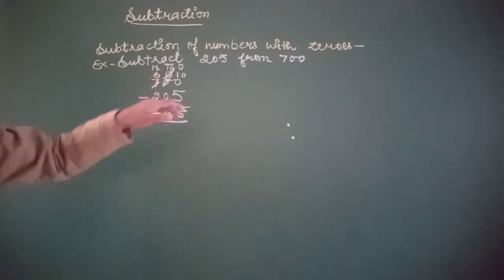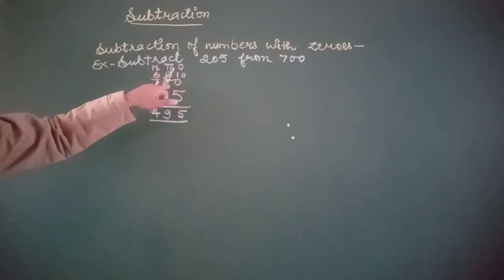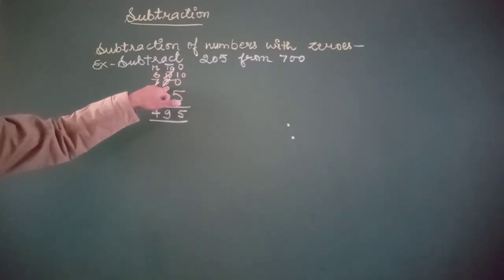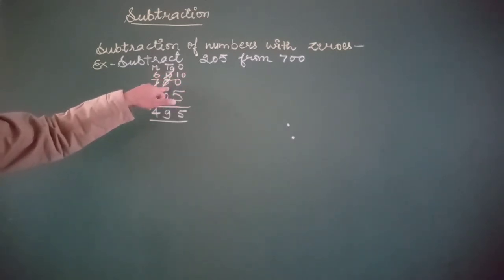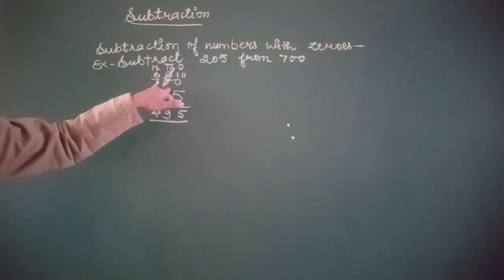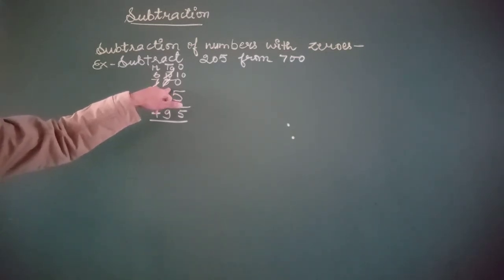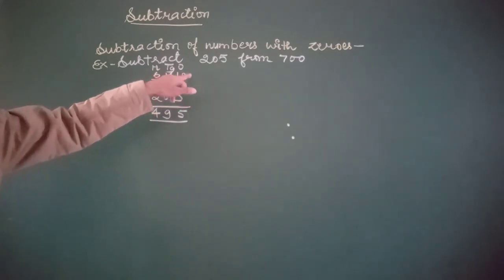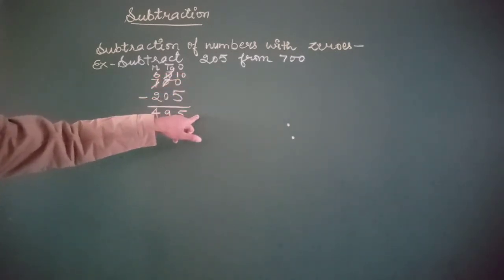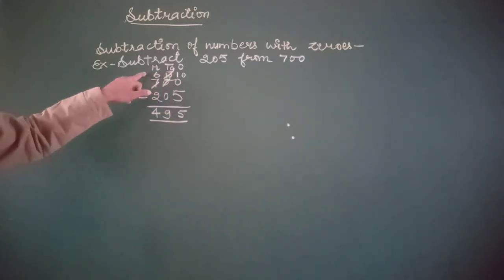Listen carefully once again. 5 ones cannot be subtracted from 0 ones, and 0 tens cannot be regrouped. So regroup 7 hundreds 0 tens into 6 hundreds and 10 tens. And now regroup 10 tens 0 ones into 9 tens and 10 ones. Now subtract 10 ones minus 5 ones, that is 5 ones, and 9 tens minus 0 tens, that is 9 tens, and 600 minus 200, that is 400.